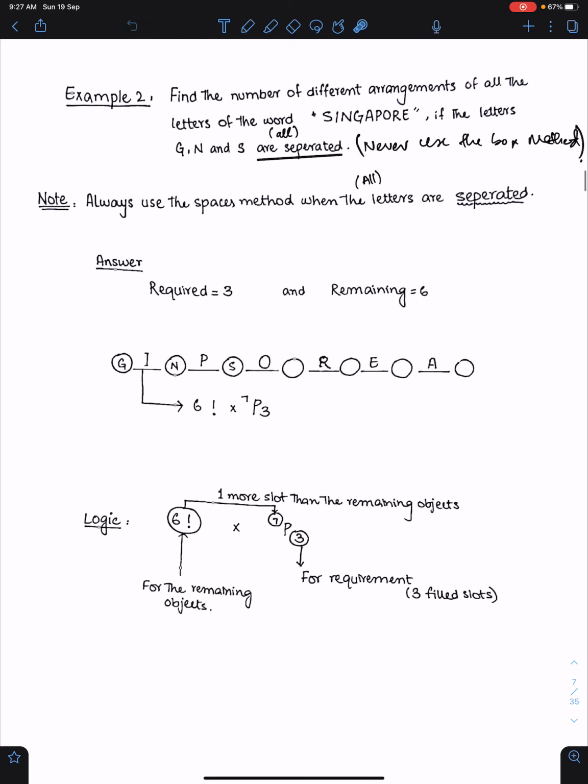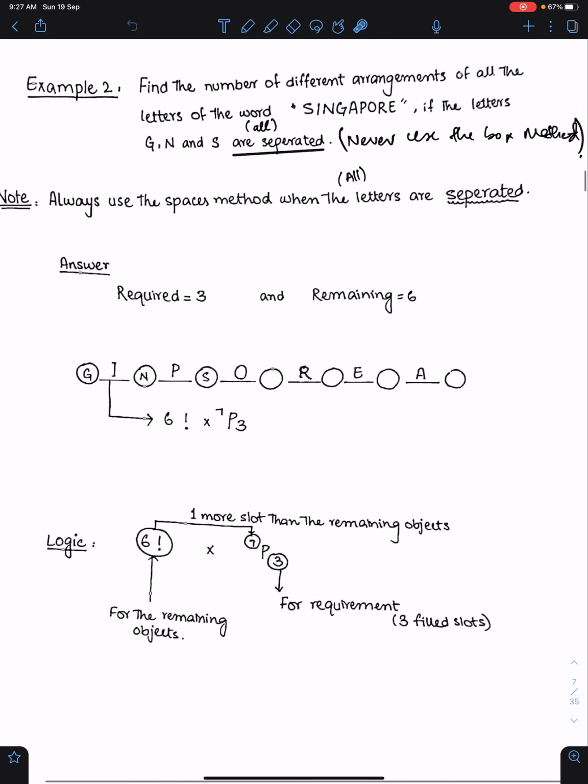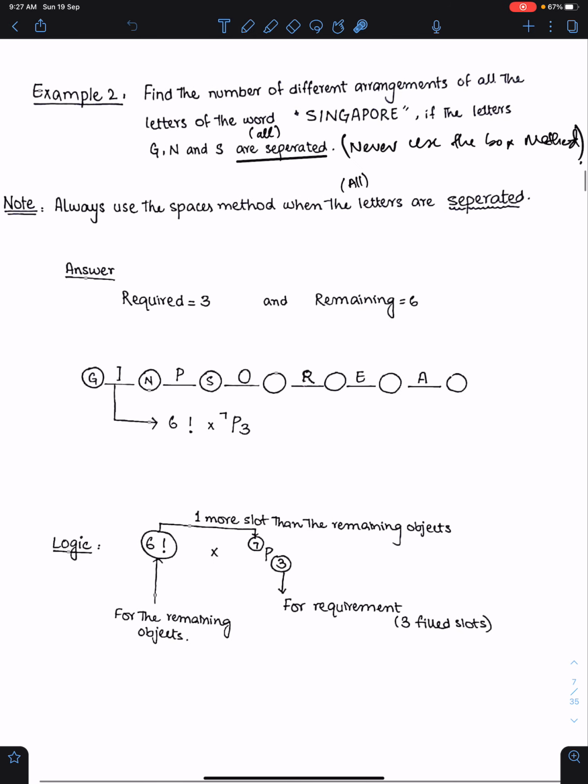Another example, and you have to do this example yourself. This example is similar to the previous question. Find the number of different arrangements of all the letters of the word Singapore if the letters G and S are separated. Are separated or are all separated, they both mean the same thing. I'm solving this question. Never use the box method for this. Whenever you find the statement 'are separated', never use the box method. Always use the spaces method.